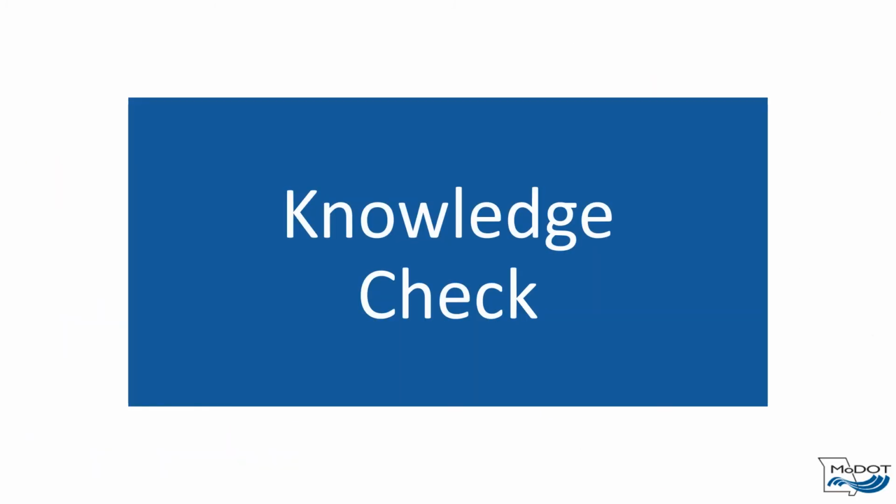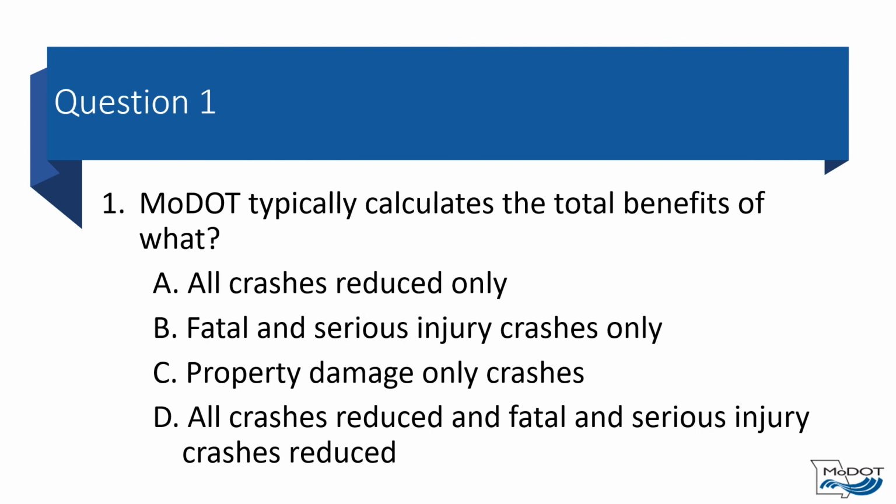Time to see what you know. Question 1. MoDOT typically calculates the total benefits of what? Is it A, all crashes reduced only, B, fatal and serious injury crashes only, C, property damage crashes only, or D, all crashes reduced and fatal and serious injury crashes reduced? The correct answer is D, all crashes reduced and fatal and serious injury crashes reduced.